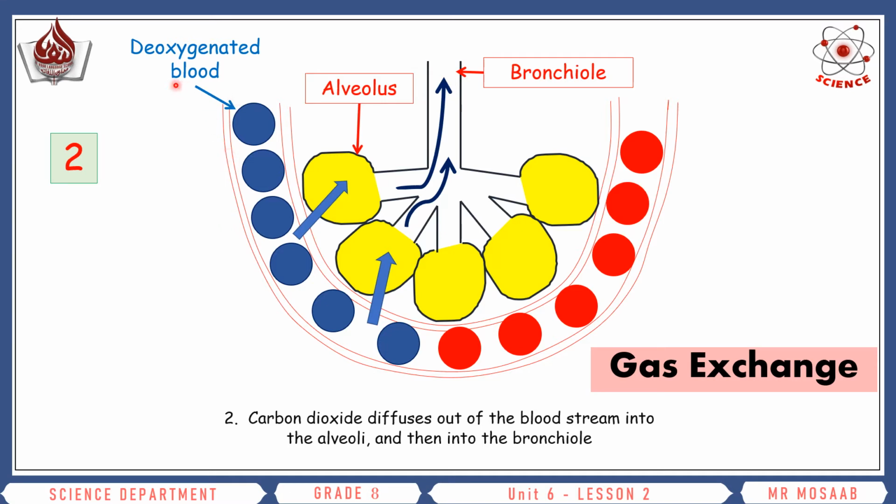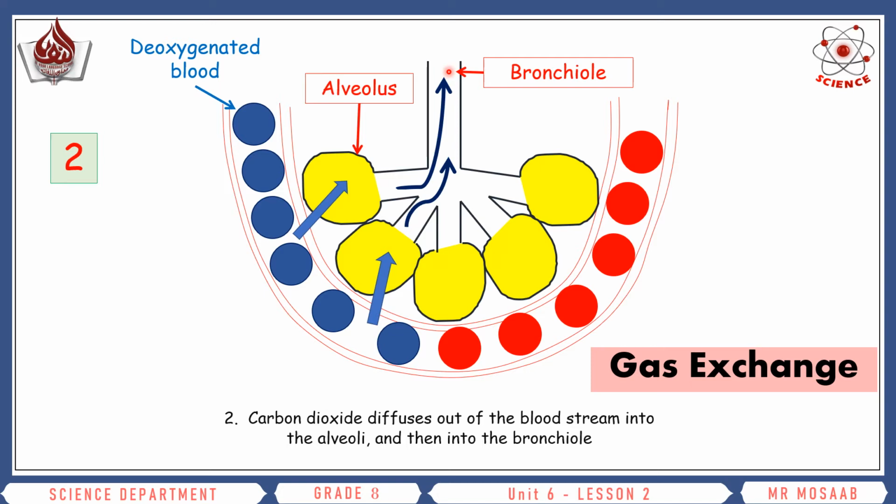But what is the meaning of deoxygenated blood? It means it is rich in carbon dioxide, or poor in oxygen. So what is the meaning of deoxygenated blood? It means carbon dioxide-rich blood, or oxygen-poor blood. So carbon dioxide, which is in high concentration, moves from the bloodstream into the alveolus, then diffuses into the bronchiole.